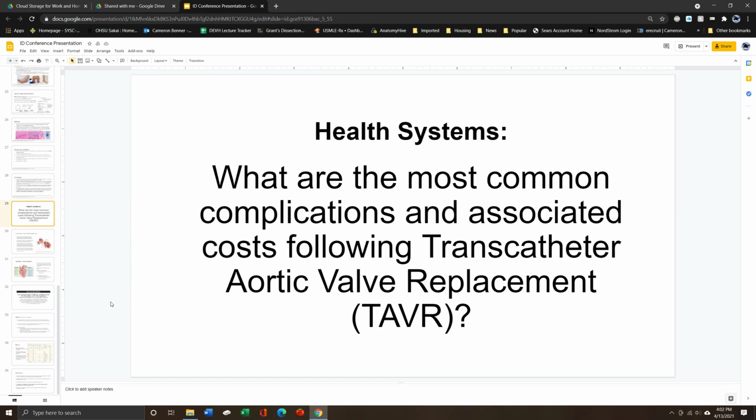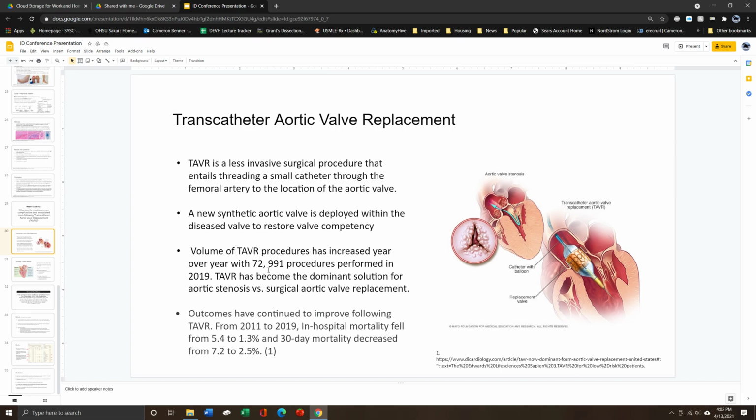I'm tasked with the health systems question, and the question I'm interested in asking is what are the most common complications and associated costs following the transcatheter aortic valve replacement? So just a quick overview of what we're talking about here.